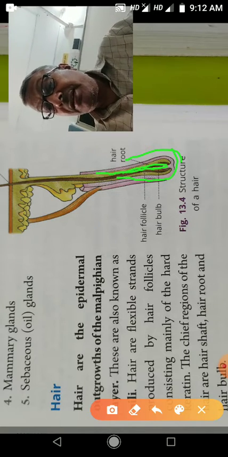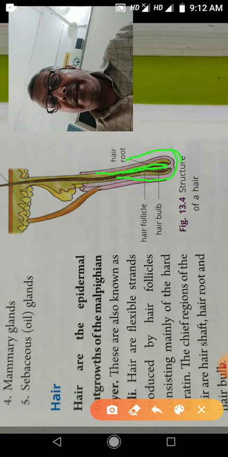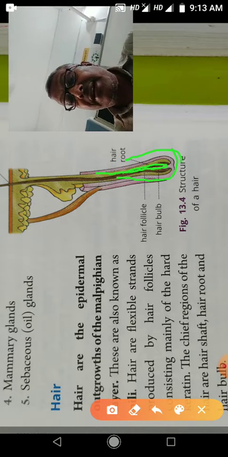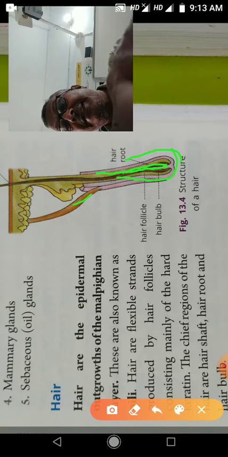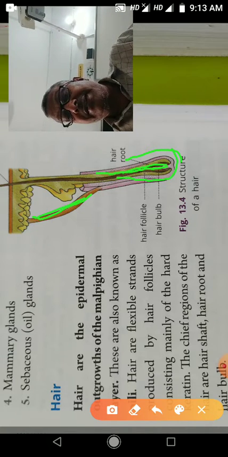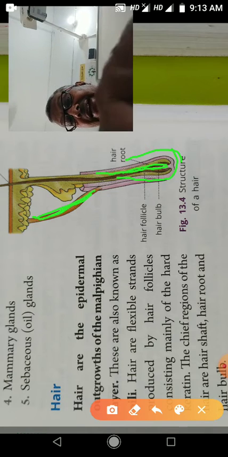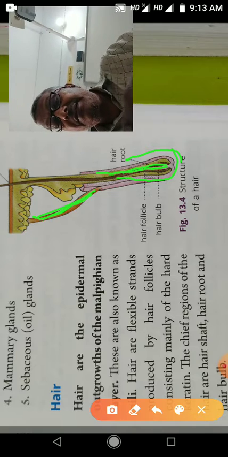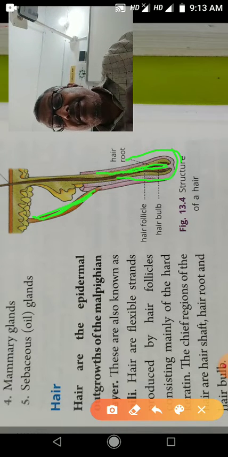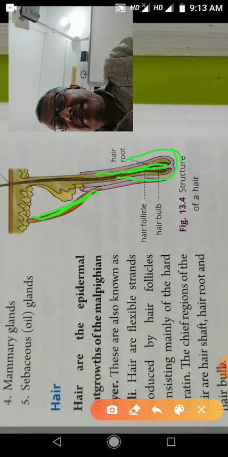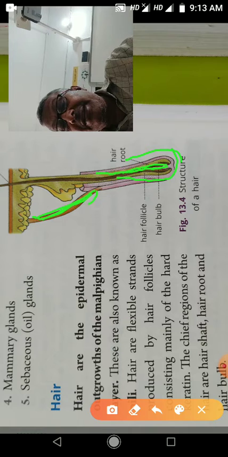Children, associated with hair follicle is a bundle of smooth muscles. So that bundle of smooth muscle is this one. It is the arrector pili muscles. So it will raise the hairs. Under emotional condition, sometimes hair is erected, so it comes in upright position. So this is by this arrector pili muscles or raiser of hair.